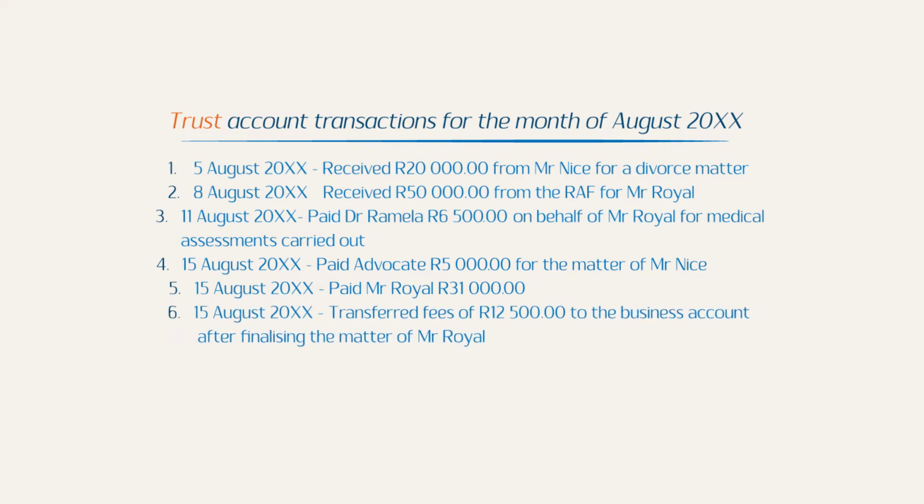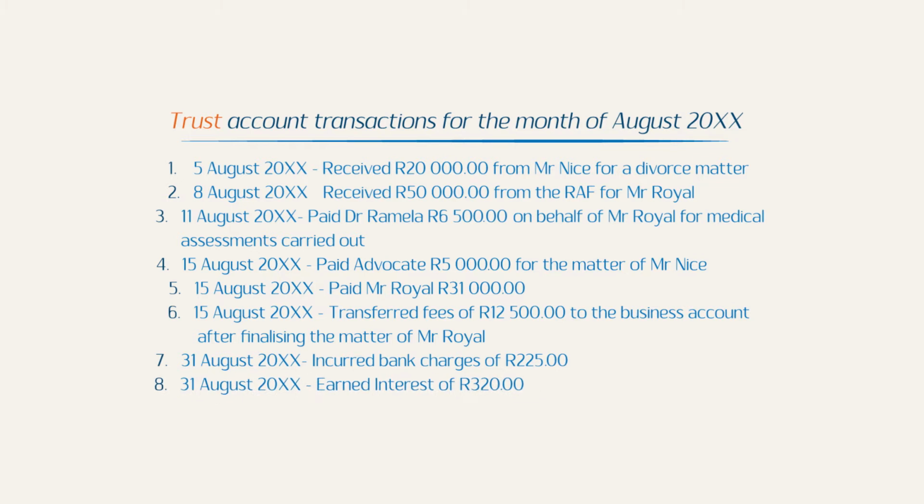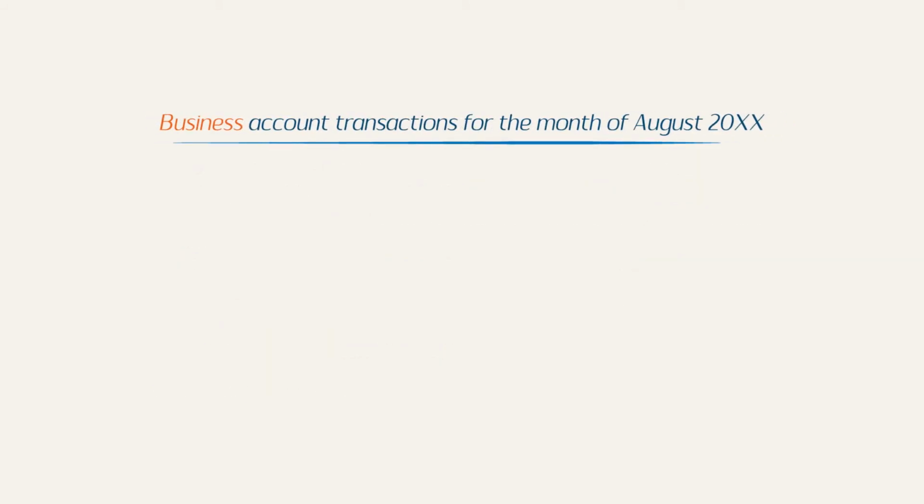6. 15 August 20XX. Transferred fees of 12,500 Rand to the business account after finalizing the matter of Mr. Royal. 7. 31 August 20XX. Incurred bank charges of 225 Rand. 8. 31 August 20XX. Earned interest of 320 Rand. Business account transactions for the month of August 20XX.